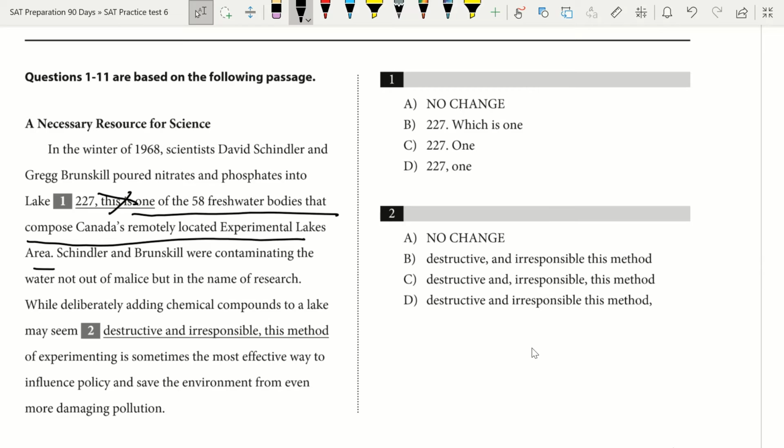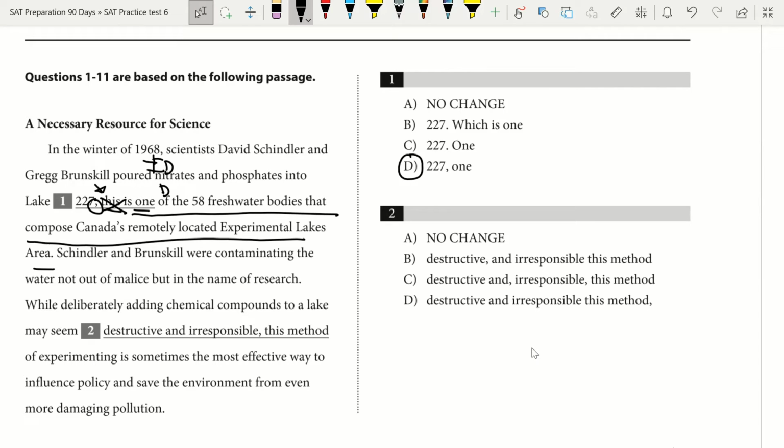So how do I know I want to get rid of this is? Well, if I kept that, then I have an independent clause here. And I can't connect two independent clauses with a comma, because I also have an independent clause up here. I can if I have a comma and a fanboy, but I don't. So immediately, whenever I see this is after a comma, I'm thinking get rid of it and then have a comma and then just say one of the 58 freshwater bodies. Because once we get rid of this is, then we have a dependent clause after it, and we're connecting an independent clause to a dependent clause with a comma like that, and that is grammatically correct. So we see then that our answer for 1 is going to have to be D.